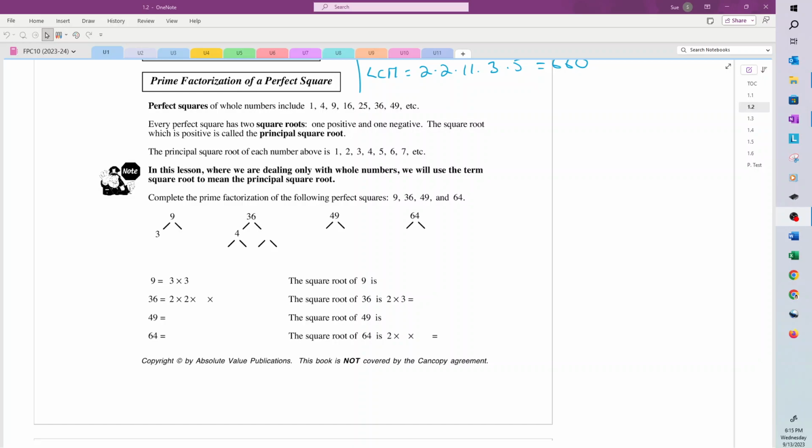For this lesson, we're only working with whole numbers, and we're just going to work with the principal square root. So when we say square root, we mean the principal square root in this lesson, just so there's some clarity in the language. All right.